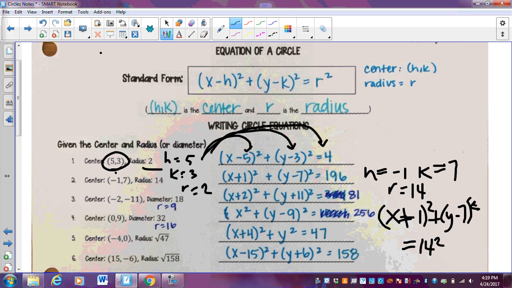The next one there, I screwed up. You first have to figure out what the radius is. You can't just square the diameter. So you first had to use the fact that the radius is going to be 9, and then square it to get your 81 for your answer.